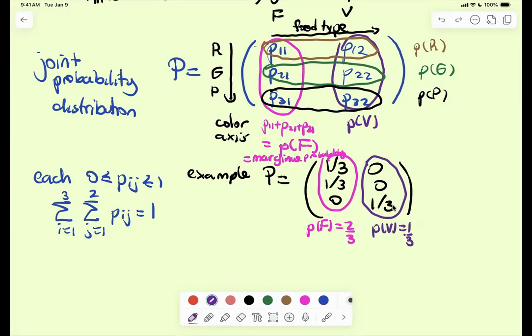These marginal probabilities are probabilities in their own right, but they are associated to a sub-property of the collective. If you think of the collective as color and food type, then this is just something about the food type. And same with the others: if you add them row-wise, you get probability of red equals 1/3, probability of green equals 1/3, and probability of purple equals 1/3.